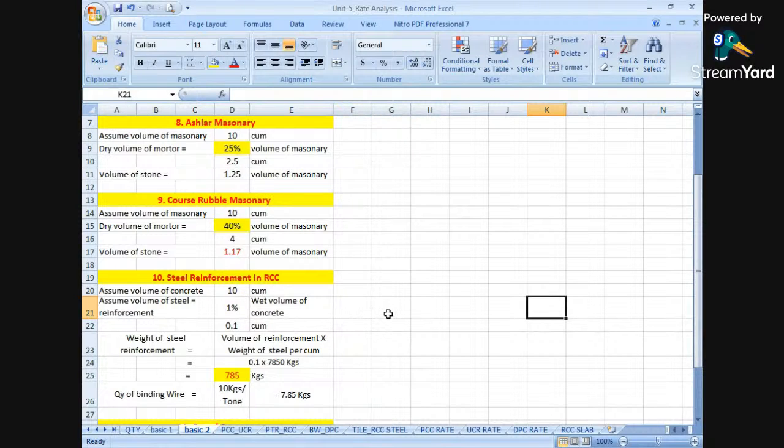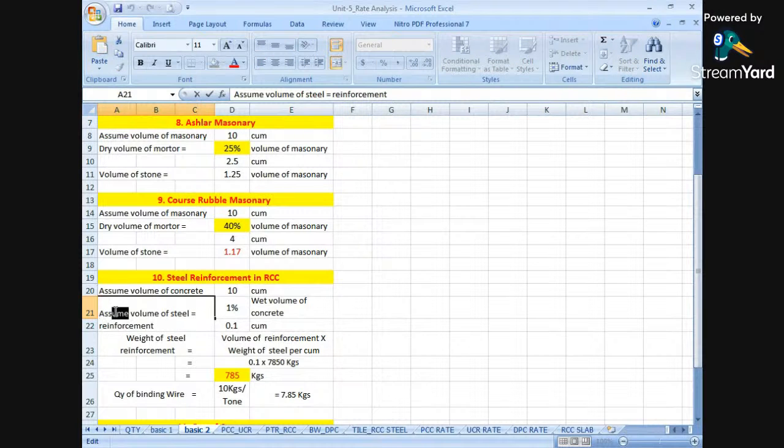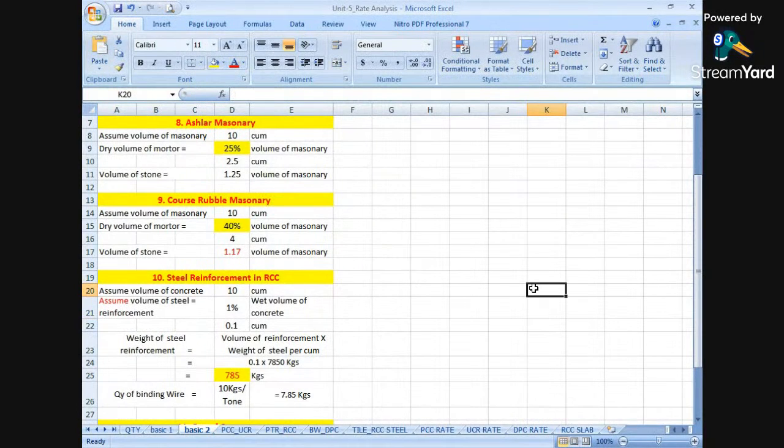We can have 1 to 2%, 1 to 3%, depending upon the use of the steel, whether it is in foundations, columns, slabs or beams. Various percentages of steel have been given in IS 456, stating how much percentage of steel is to be taken. Here we are assuming 1%. You can assume 2% also, or 3%, 5%, 10%. But in this case we are assuming 1%, depending upon its usage. 1% of 10 comes to be 0.1 cubic meters.